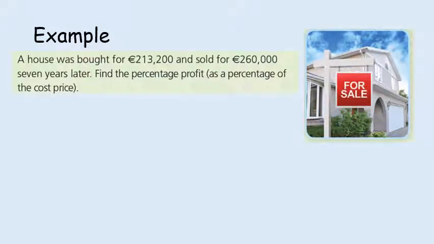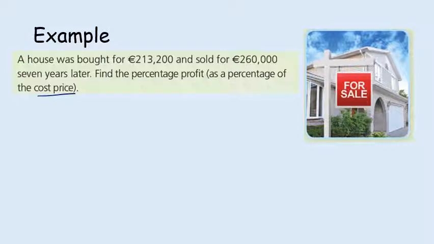So for this question, there's a house. It was originally bought for €213,200 and it was sold for €260,000 7 years later. So first of all, we can see that they sold it for more money than they spent on it, so they have made a profit. We have to find the percentage profit as a percentage of cost price, and that's important, but we won't be dealing with it in today's class.